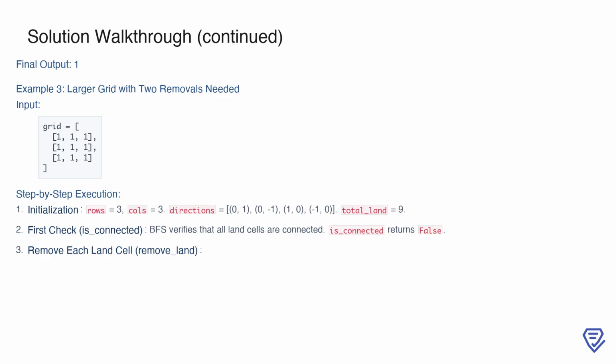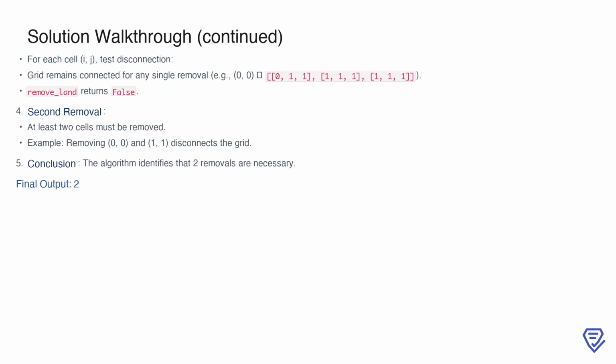Now, we consider a larger 3x3 grid where all cells are land. The algorithm begins by initializing the grid dimensions, movement directions, and the total number of land cells, which is 9. During the first connectivity check using BFS, it verifies that all land cells are connected, so is_connected returns false. The algorithm then tests the removal of each individual land cell to check if the grid becomes disconnected.